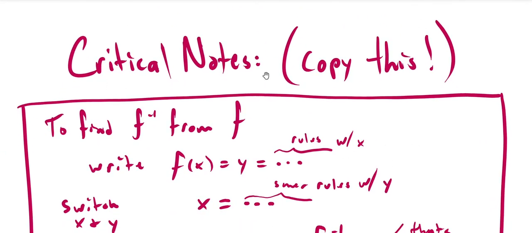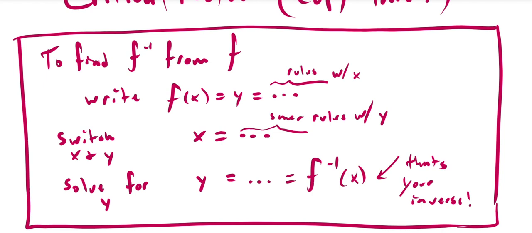Let's summarize that as some critical notes. How do we find f inverse given f? First, write f of x equal to y equal to the rules for f of x. Then switch everything around. Write x where there was a y before, and write y's everywhere you see an x in the rules. Then, if possible, we'll use our rules of algebra to solve for y again. And once we manage to solve for y, we will get f inverse.